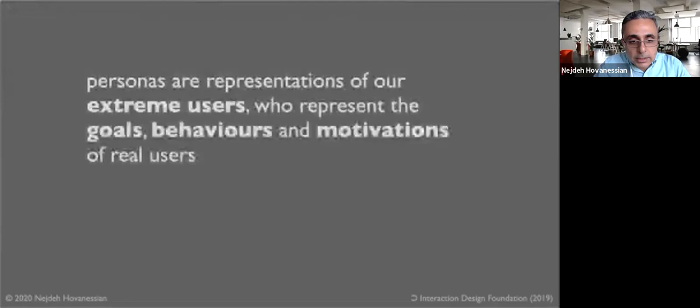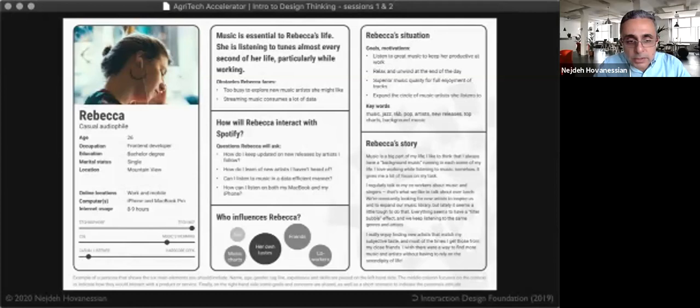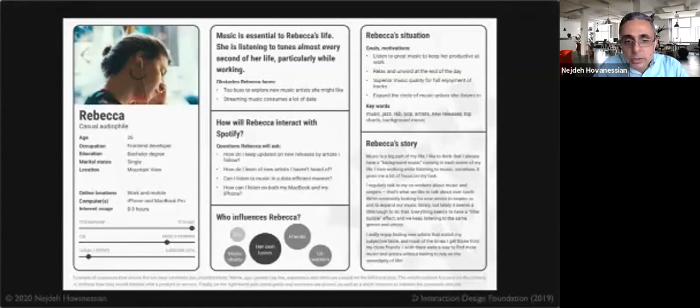Let's return to Rebecca's. As you see here, in the center part, we have how Rebecca will interact with Spotify. The influencers on Rebecca, they have actually defined influencers on Rebecca. And we have Rebecca's situation, the goals, the motivations that Rebecca has, the keyword that describes Rebecca's relationship with music.